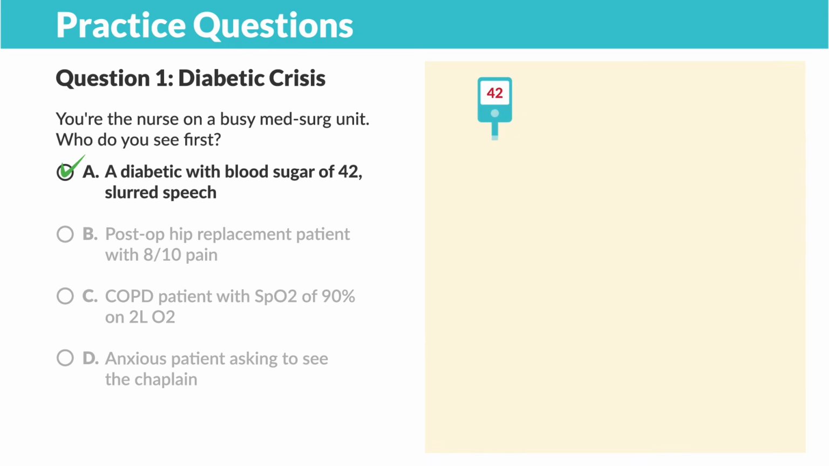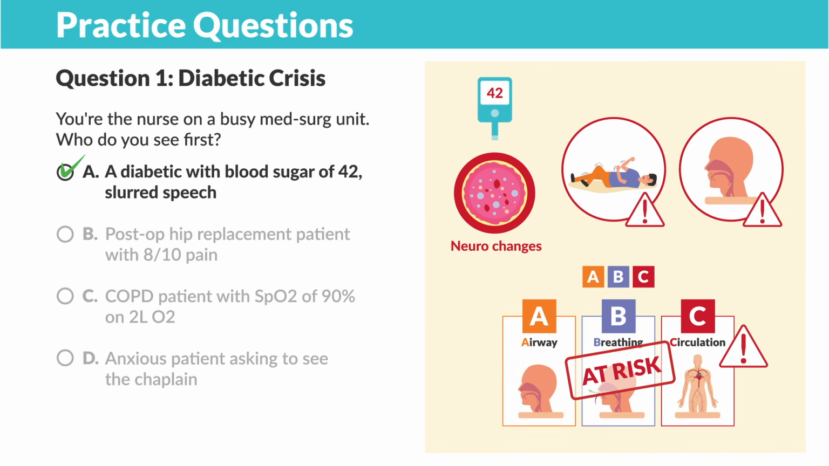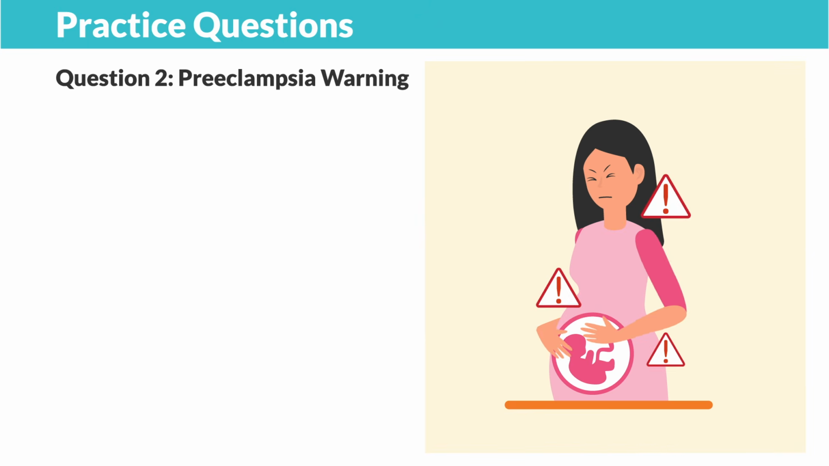The blood sugar of 42 with neurological changes, that's slurred speech. This patient has a huge risk for a seizure and possibly losing their airway in a diabetic coma. So always remember, ABCs first and who dies first. Now let's move on to question number 2.